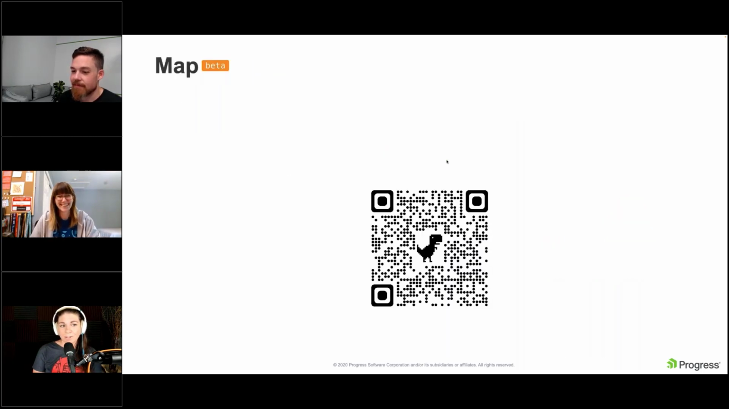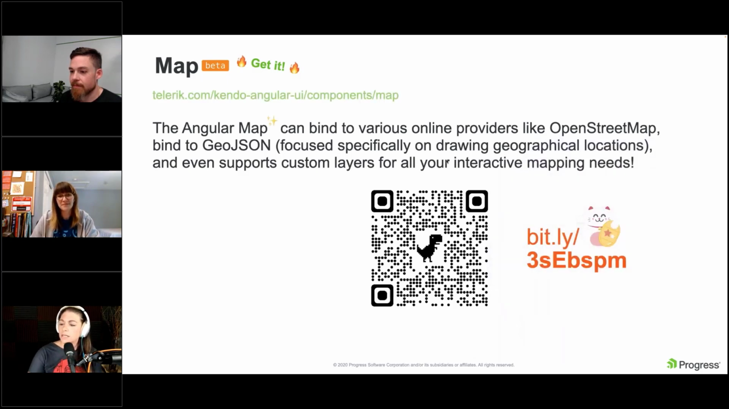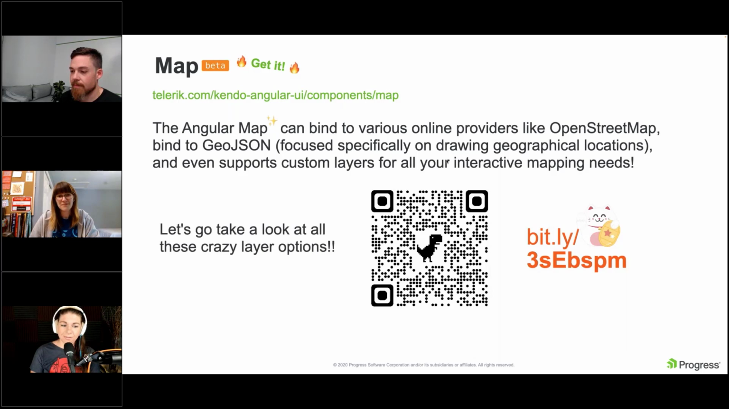And this next one is also in beta. The map. Oh, yes, that's beautiful. Please scan the QR code and play around with it. It has so many cool layer options, and I wanted to show you all of them, but I don't know if I have time. Our Angular map can bind to various online providers like OpenStreetMap and bind to GeoJSON, which is specifically focused on drawing geographical locations. But wait, there's more. It supports custom layers.